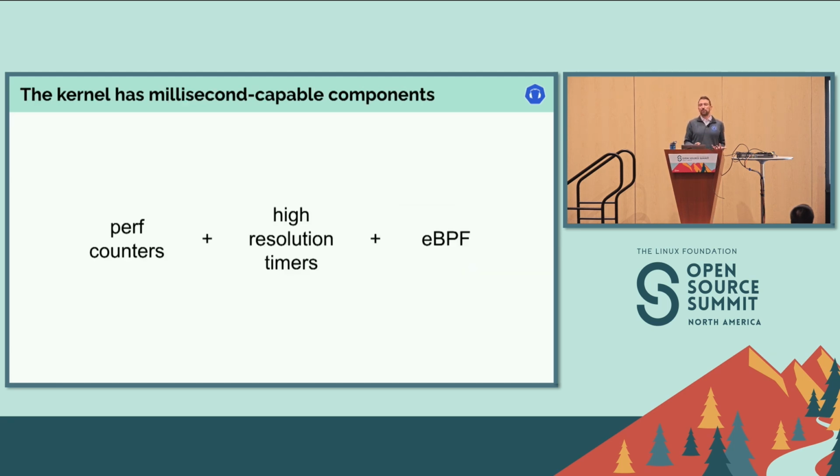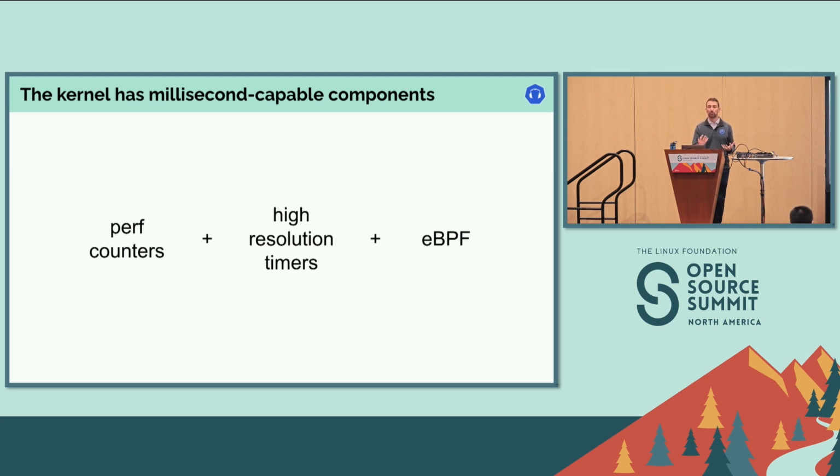Luckily, the kernel has subsystems already that support very low overhead measurement and very precise timing. So perf counters allow measuring of performance counters. The perf subsystems allow measuring of counters with very low overhead. The kernel has high-resolution timers that are able to tick every millisecond very reliably with, let's call it, 5 microseconds of jitter. We've tested that. That works fine. And we have eBPF to glue everything together.